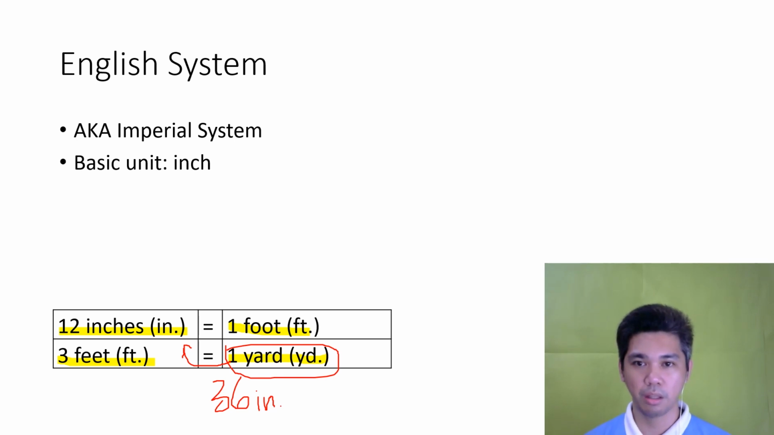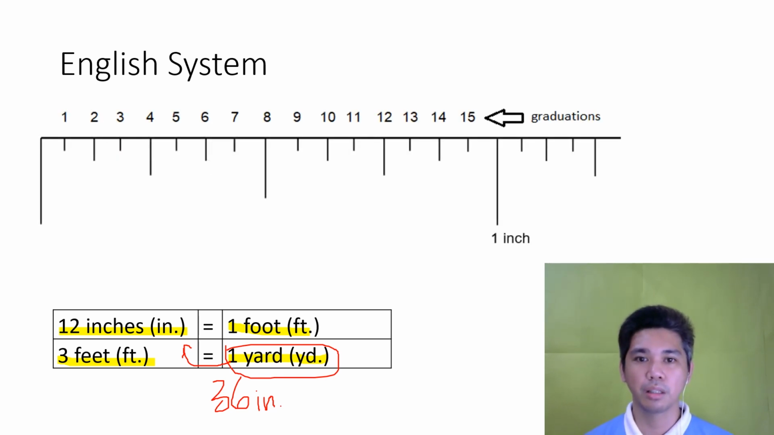Now let's take a look at a ruler for the inches or the English system. Unlike the metric system, which is always divisible by 10, the English system, particularly the inches, is actually divided into 16. And each one is called a graduation. So let's say, for example, I have a line here. So it ends here.